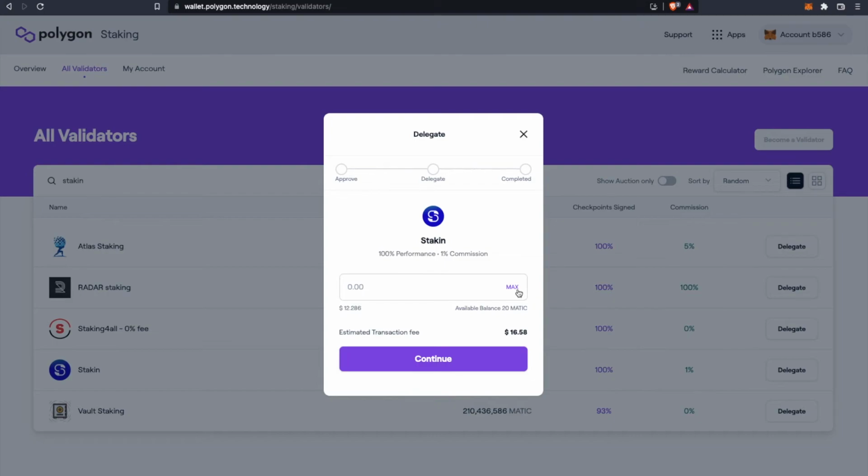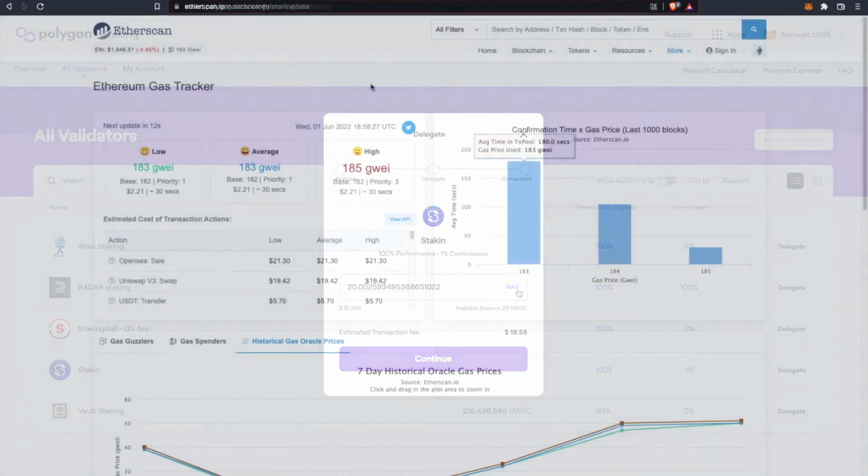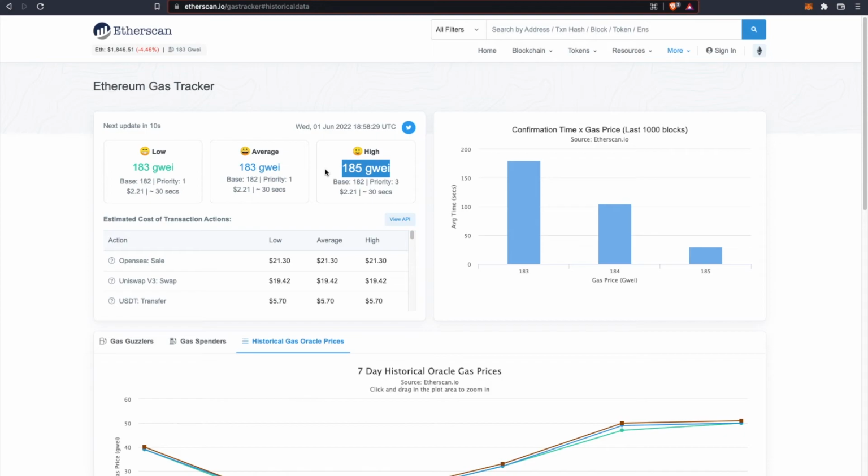Those gas fees are pretty high right now. Let's go back to Etherscan and see how much the Gwei is. This is what I was talking about earlier. You gotta keep in mind the gas. Right now we're getting a spike. 185 Gwei is the highest it's been. So we don't wanna pay that. We're just gonna wait about 10 minutes and see how much it drops.